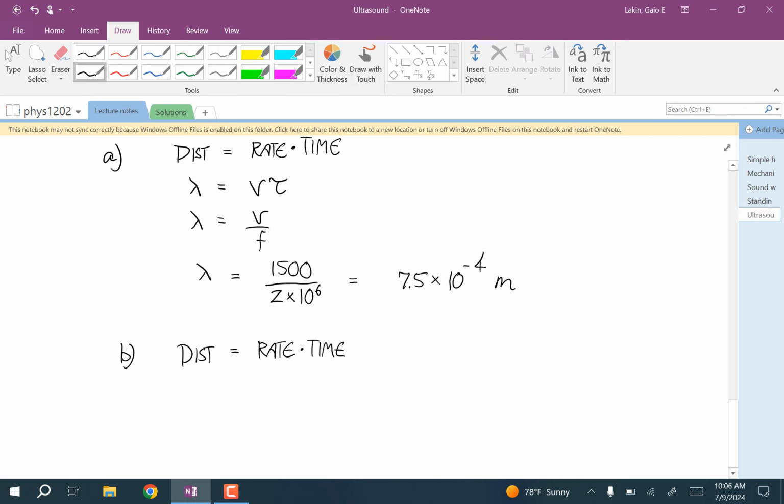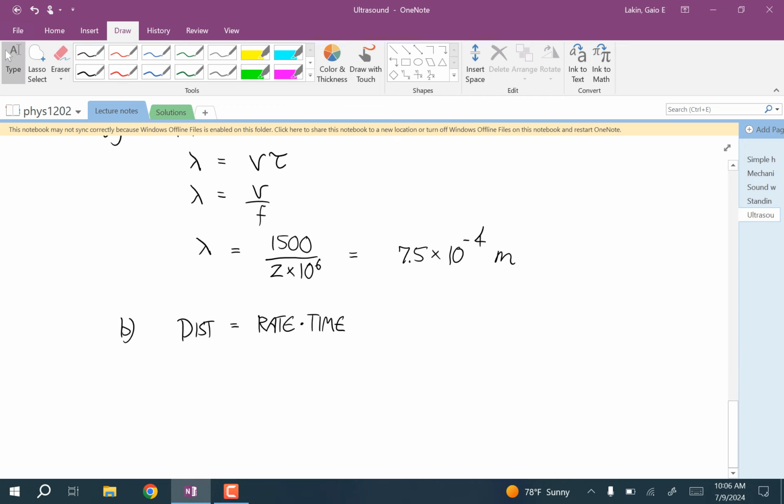But this time I'm not going to do it with the wavelength. I'm going to think of that distance as the distance that the sound wave has to travel from the transmitter back to the receiver. And so if the object that it's trying to detect is 4 centimeters away, we have to have the trip to that object and then the return trip from that object. And so you always have to think about the fact that you're doing double that distance with the sound wave.